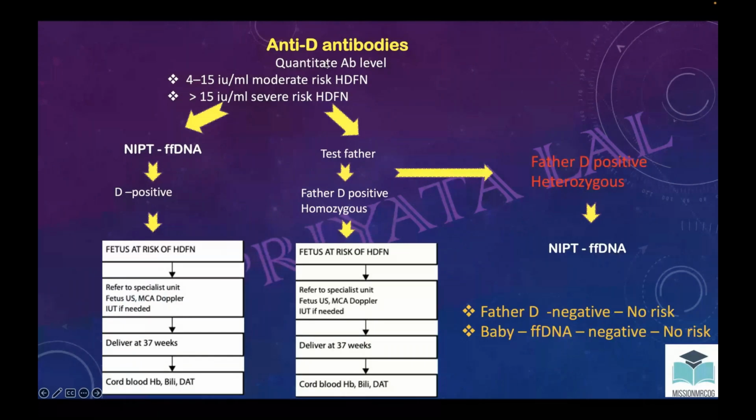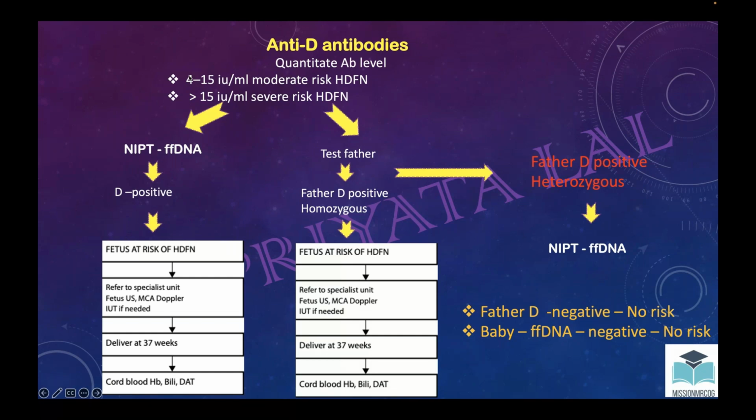If we have done the antibody testing and find that the patient has anti-D antibodies, what will be the next step? We do the quantification, that means we have to find the number, how much the antibody is. If it is between 4 and 15, we know she's at moderate risk of HDFN, and more than 15 she's at severe risk. So once we detect it is more than 4, we refer to the fetal medicine unit.